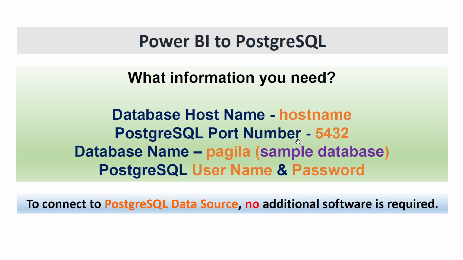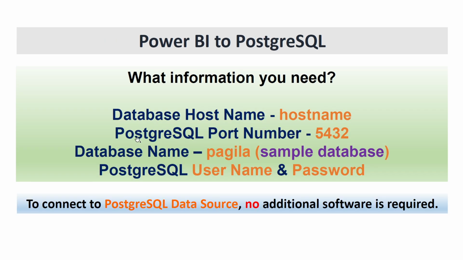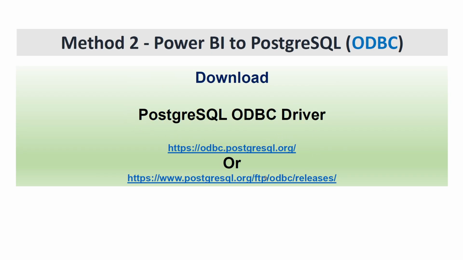Now, if you don't want to use the integrated method, there is a second method, where you will use the ODBC method. To use the ODBC method, we will download the PostgreSQL ODBC driver from odbc.postgresql.org or directly from this particular link. You can use either of these links and I'll show you how. In this tutorial, we will see both methods: the internal method where you don't need additional software, and we will also learn how to do it using the ODBC method.